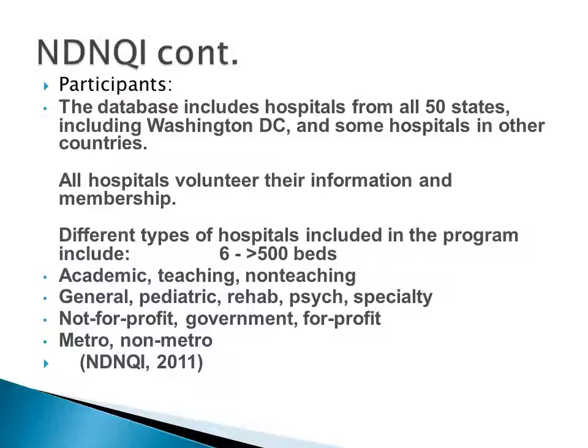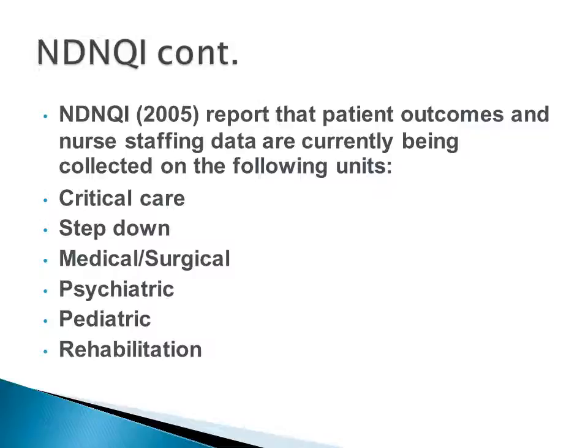It does address the various types of hospitals and sizes, and whether it's academic, teaching, non-teaching, what kind of specialty it is, if it's a for-profit, not-for-profit. So a lot of different information. You can slice and dice information many ways. They started in 2005 reporting patient outcomes with that nurse staffing data, and so presently some of the primary units, they've expanded a little bit beyond this, but it still remains critical care, your step-down unit, your med-surg, psych, pediatric, rehab.